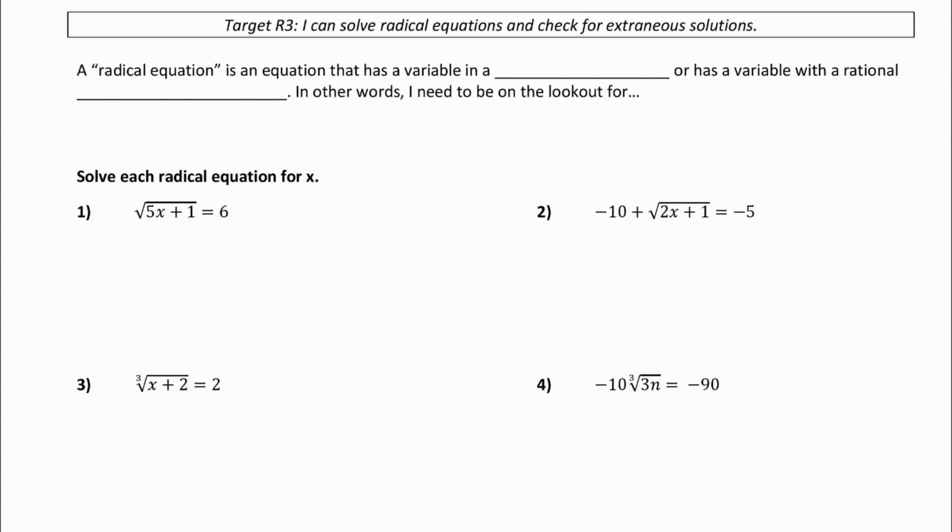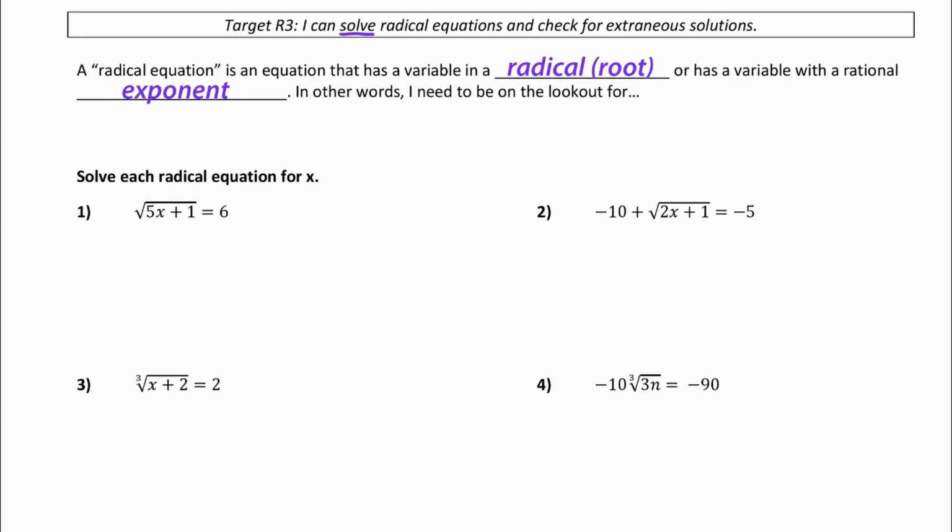We're going to be going through our notes on the third target dealing with radicals, and the goal here is that we're hoping that we can solve radical equations, and then later on there's a second little checkpoint of making sure that we don't have what's called an extraneous solution, and so we'll get to those closer to the end of the notes. But a radical equation is just any equation that has a variable in the radical sign, which you should know just means the root, or we could potentially have a variable with a rational exponent, meaning a fractional exponent.